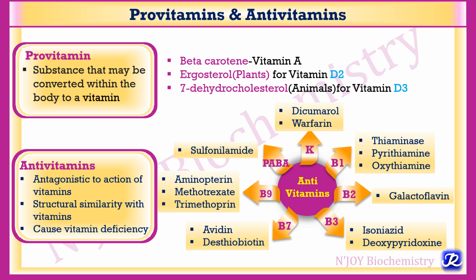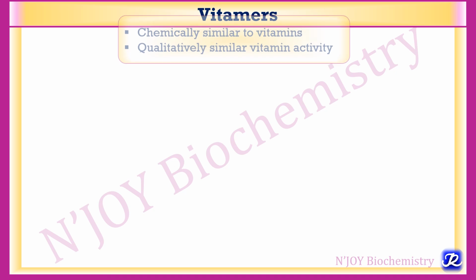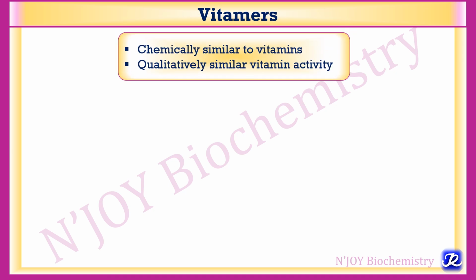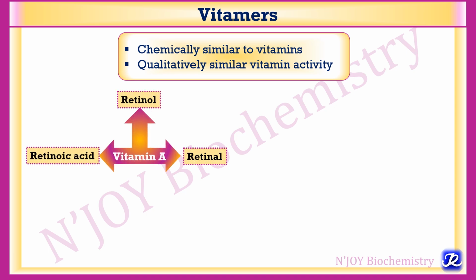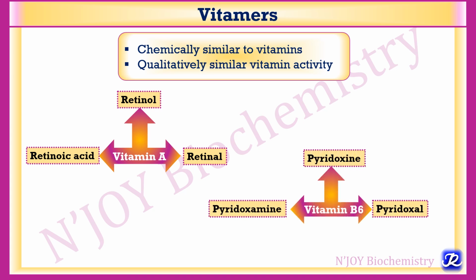So this is about provitamins and antivitamins. What are vitamers? Vitamers are chemically similar to vitamins, and they also have qualitatively similar vitamin activity. For example, vitamin A has 3 vitamers: retinol, retinal and retinoic acid. And vitamin B6 has 3 vitamers: pyridoxine, pyridoxal and pyridoxamine.